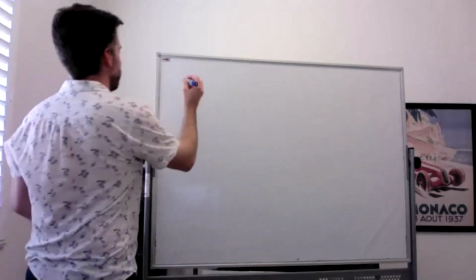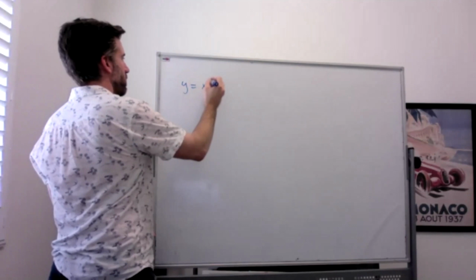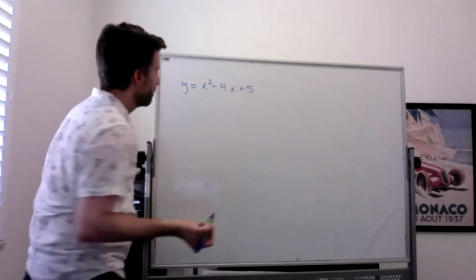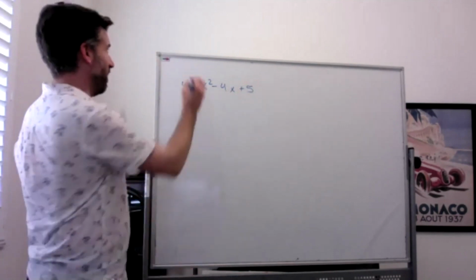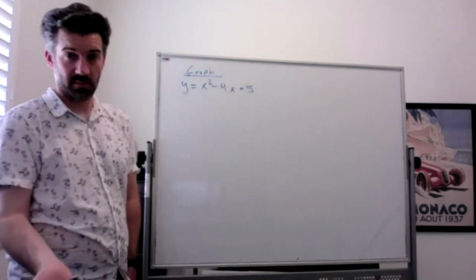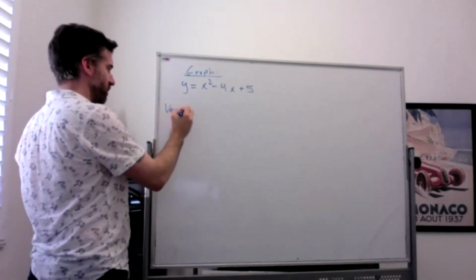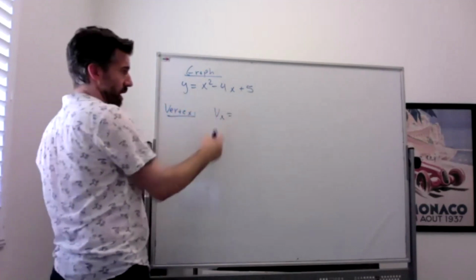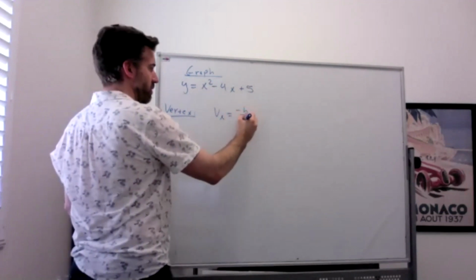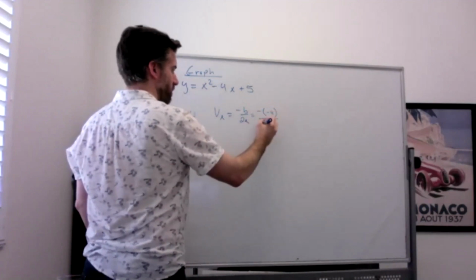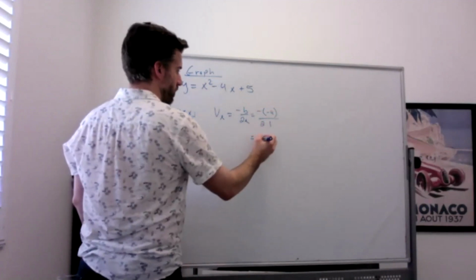But I do want to give you one more example. So let's look at this parabola: y equals x squared minus 4x plus 5. I want to graph this, and we do the same thing. First, I'm going to start with the vertex. The x coordinate, so v sub x, is negative b over 2a, which is negative 4 over 2 times 1, which is positive 2.